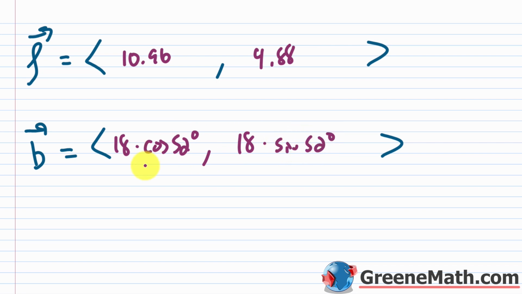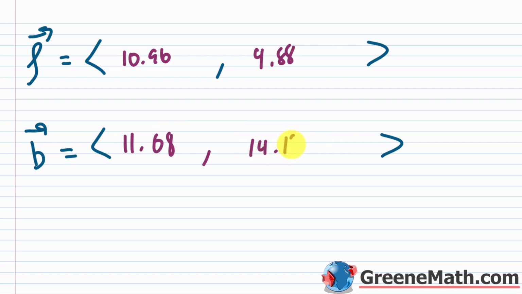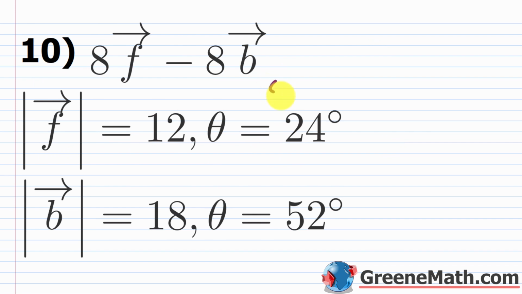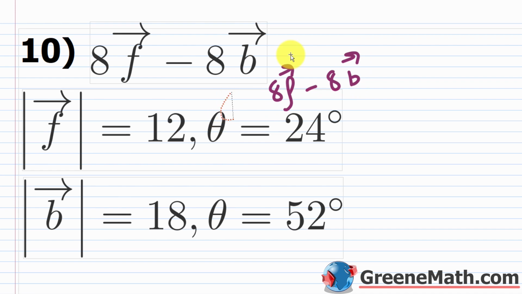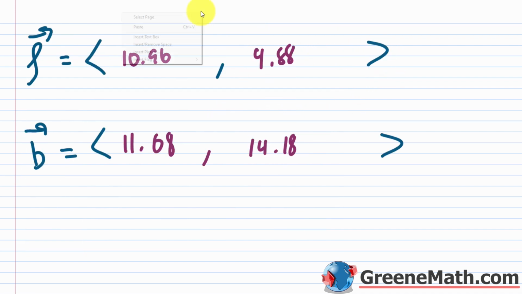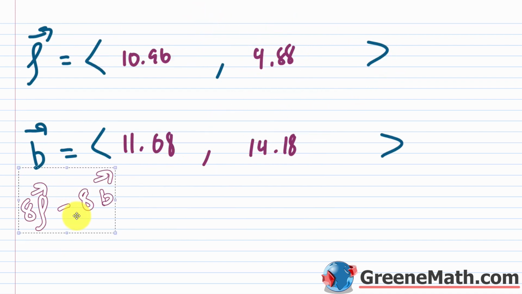Let's key this into the calculator. So here, if I round to the nearest hundredth, I get about 11.08. And then here, I get about 14.18, again, rounding to the nearest hundredth. Okay, so coming back up, I want 8 times the vector f, then minus 8 times the vector b. Let me grab this real quick. And we'll come down here and just paste this in. And I'm going to convert this over to plus a negative there.